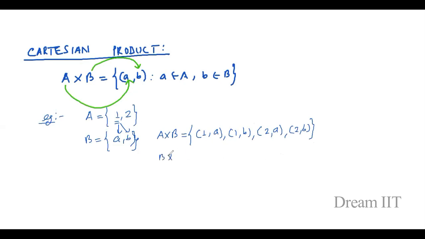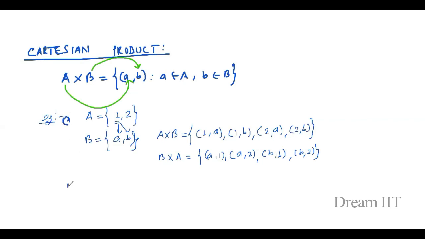Right? Similarly, if somebody asks you what is B cross A, it will be what? This time we'll pick the elements of set B first and then we'll do this. Right? Till here, I do hope that you have understood. There is no doubt about that. Okay. So now, this is example number 1.